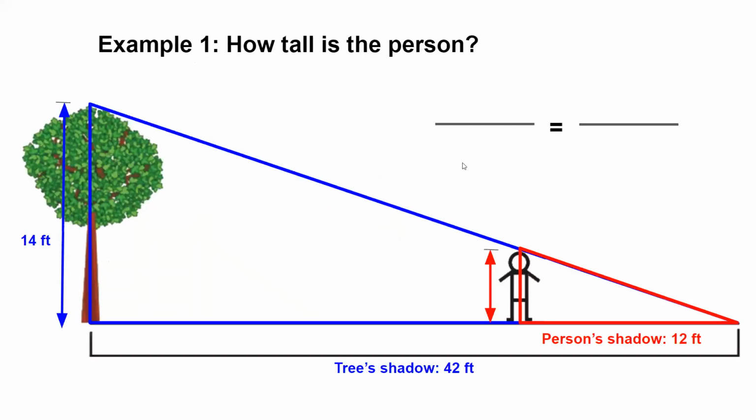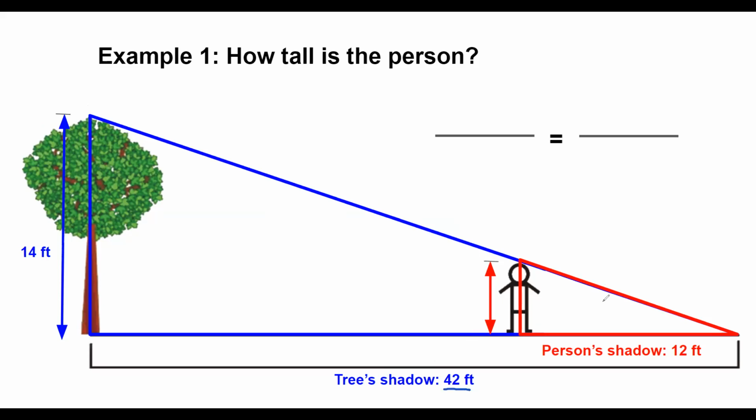I have 3 sample problems. This is just another kind of picture that you might see that communicates the same thing. We've got a tree casting a shadow. That shadow is 42 feet. We have a person casting a shadow. They are casting a 12 foot long shadow. We know that the tree is 14 feet high, and we are trying to calculate how tall this person is.